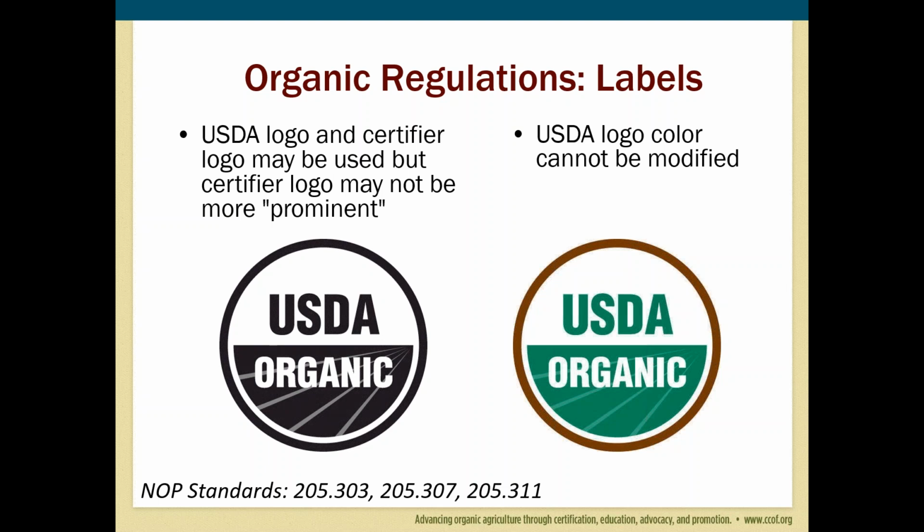So the USDA logo can only be used in the colors shown. Another common mistake is modifying it so that it's all green, for example, or some other color, but these are the two options. And then the other requirement for the seal is that if it's used along with the certifier logo, the seal cannot be more prominent. So essentially that means they can be the same size, or the certifier logo can be smaller, but not the other way around. And I'll give you some labeling guideline links that lay out all these specifics, so you don't need to remember them just from these slides.